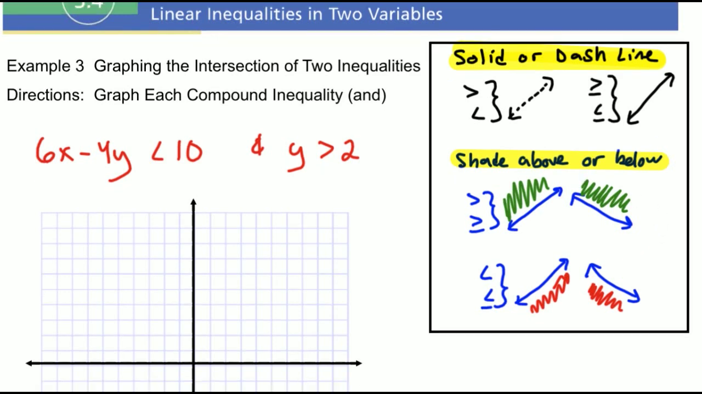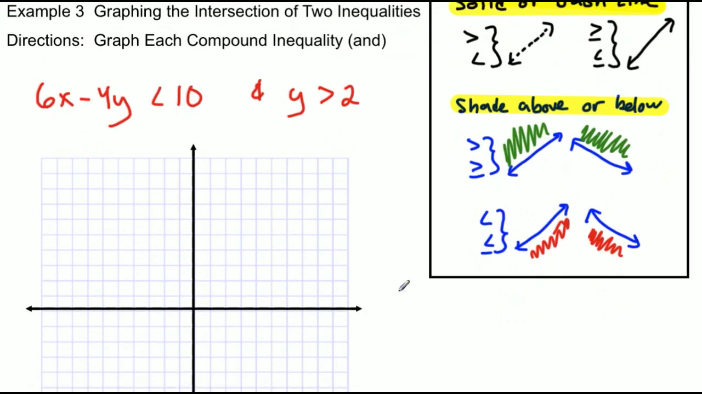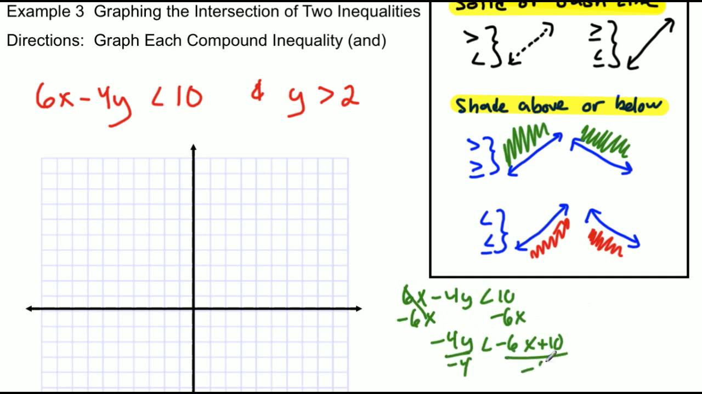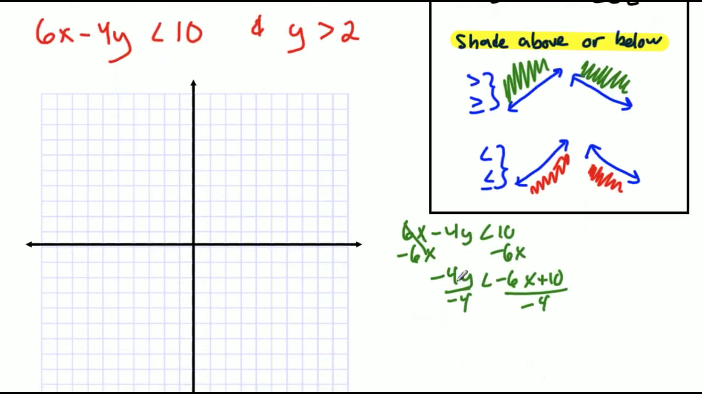All right, so let's go ahead and first solve for y right here. 6x minus 4y is less than 10, so I'm going to subtract 6x on both sides. So cross that out. We have negative 4y is less than negative 6x plus 10. Now I want to solve for y, so I'm going to divide by negative 4.